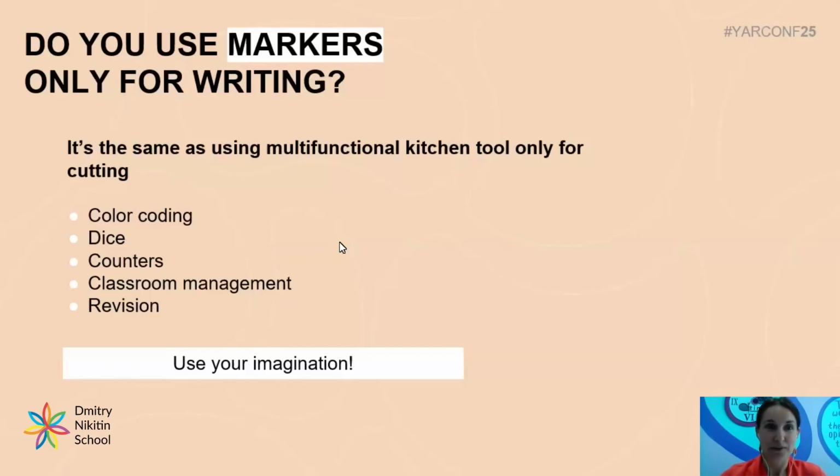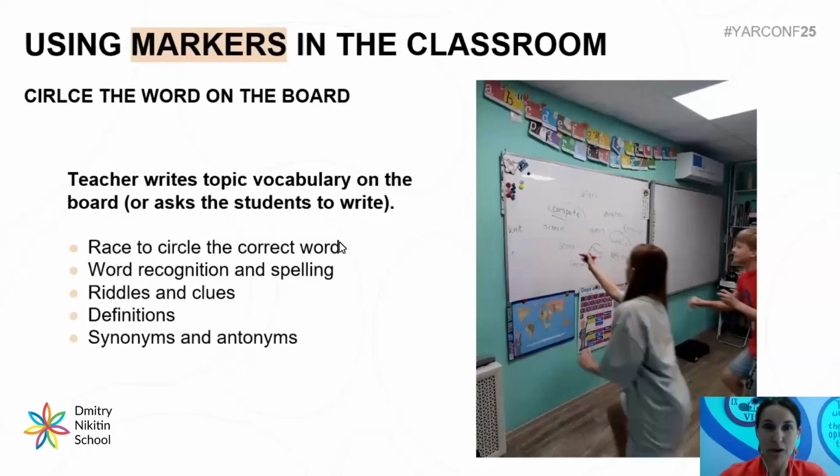So let's start with circle the word on the board. In the picture, you can see teens that are racing to circle the word. This activity is good for young learners, but it can also be used with teens. And you can see how engaged they are. If you use it with young learners, that's good for spelling and word recognition.